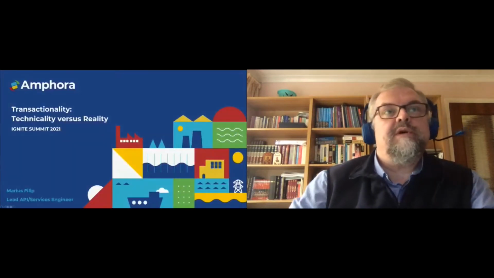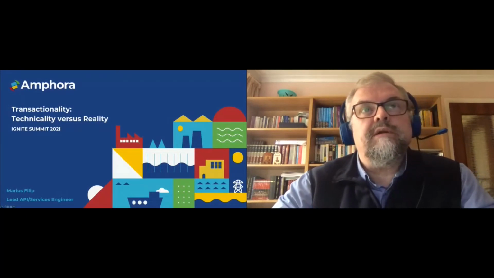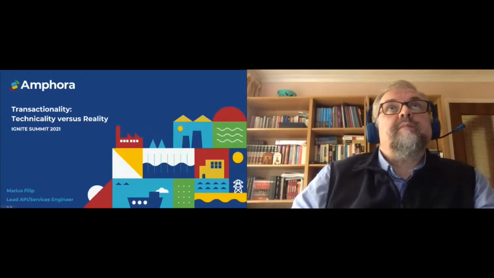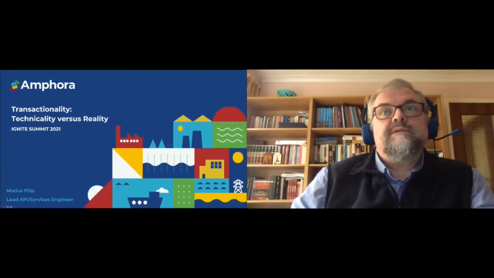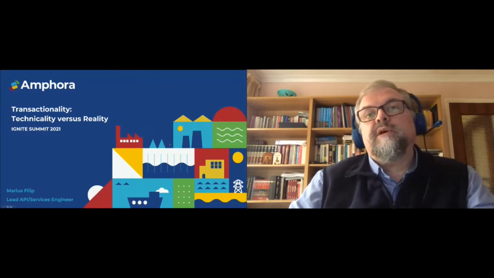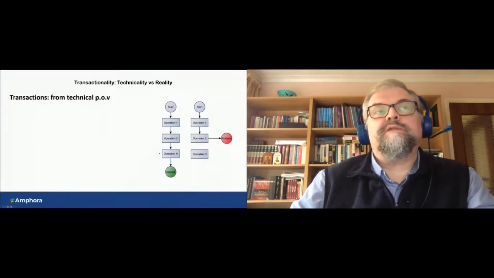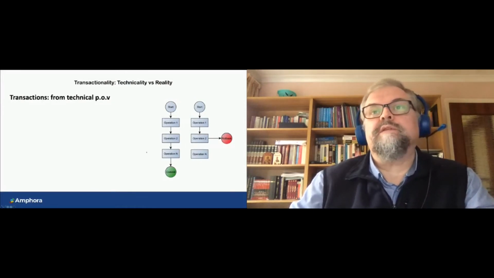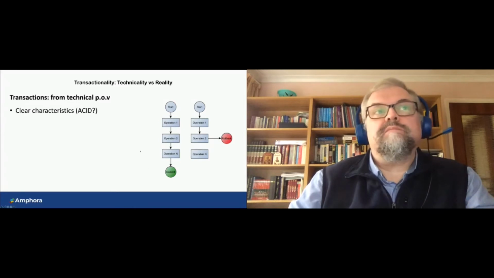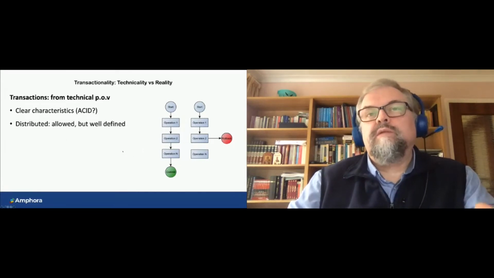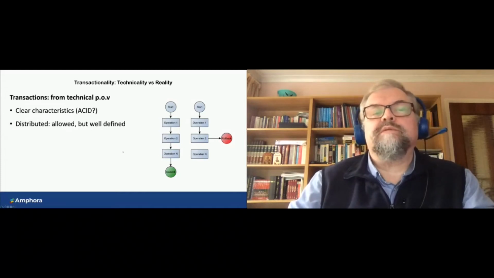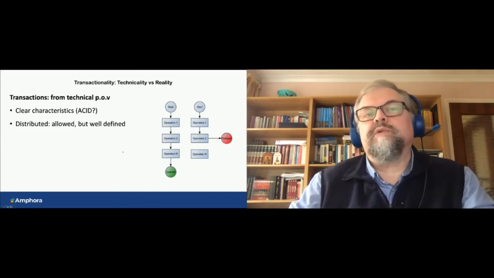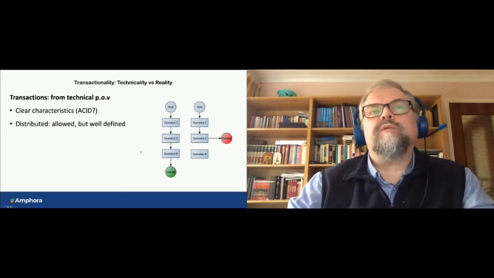So transactionality, we know we use it all the time in technology. We maneuver it, right? But what does it mean from the business perspective? So I'm going to illustrate that by putting the two concepts side by side. From the technical point of view, I have this little diagram, and the transaction has quite clear characteristics. Usually it's ACID. Distribution, yes, it's allowed, but it's quite well defined, and we know the participants in the transaction, like in a JTA or in a two-step commit, they know what they are doing, they know how to cooperate.